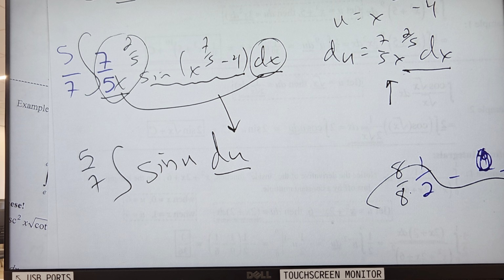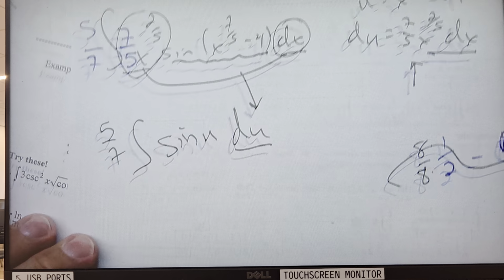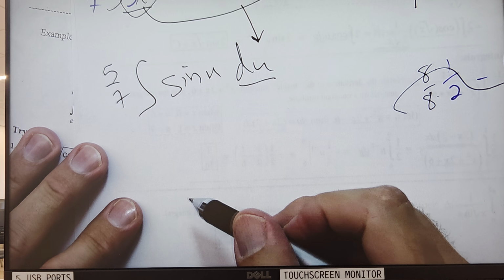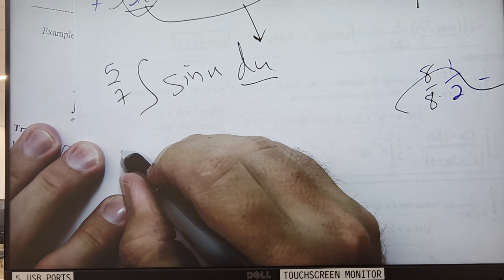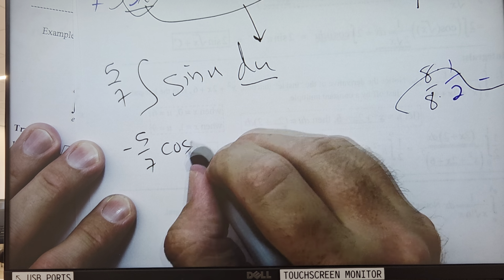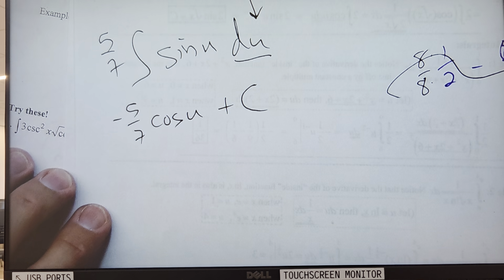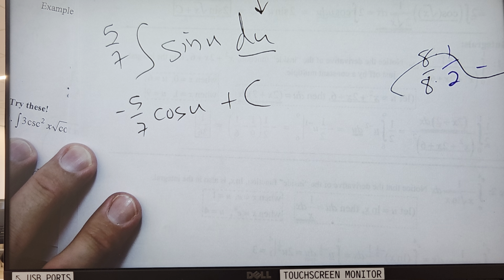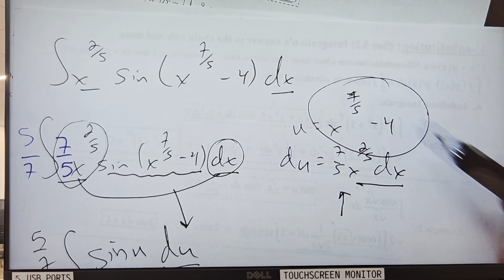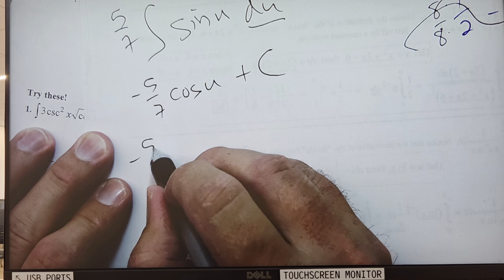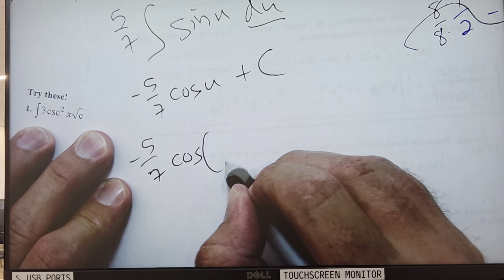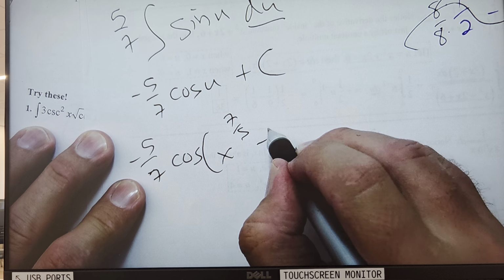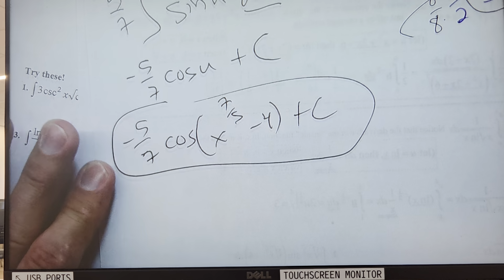What's the integral of sine? Almost. Negative cosine. Okay, so this would be negative 5/7 cosine u plus c, yes? And then what's the last thing I got to do? Reintroduce the value. Bring x back, yeah. So just replace u with this expression.